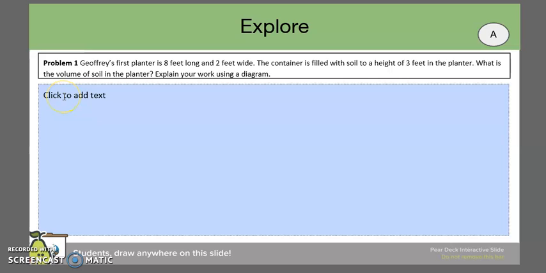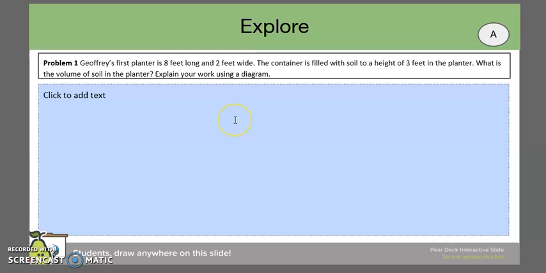The first problem says, Jeffrey's first planter is 8 feet long and 2 feet wide. The container is filled with soil to a height of 3 feet in the planter. What is the volume of soil in the planter? Explain your work using a diagram. So pause the video, work through this problem, and see what you come up with.